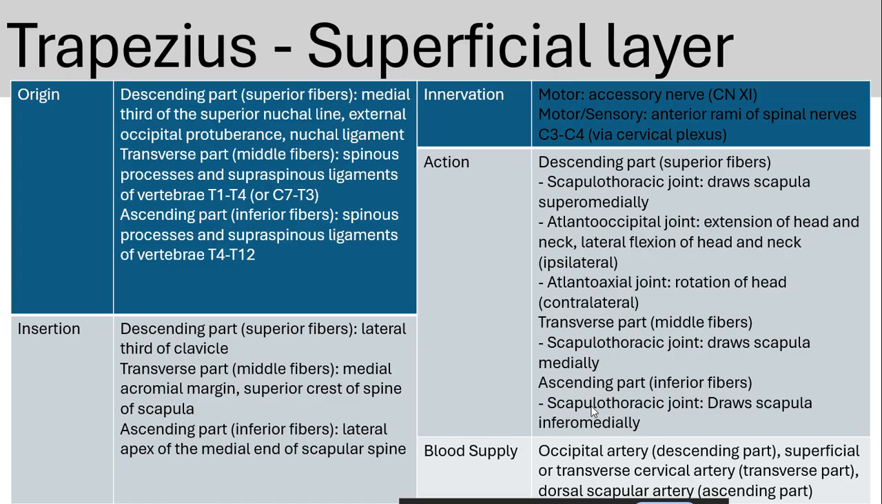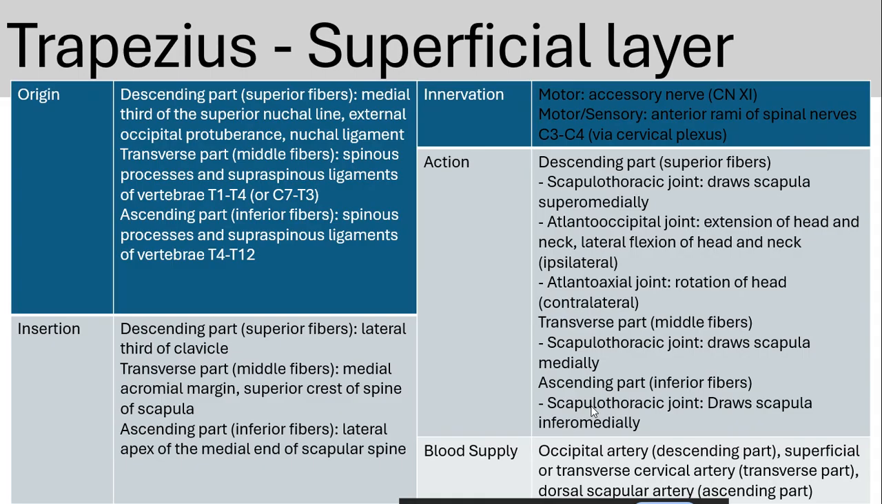Innervation: motor accessory nerve, right, CN11. Sensory: anterior rami of spinal nerves C3, C4, right. Action of the descending part, superior fibers: at the scapulothoracic joint, draw scapula superomedially, so it's not only superior but also medially. Atlanto-occipital joint: extension of head and neck, and lateral flexion of head and neck, right? So it's ipsilateral, equal on both sides. Atlantoaxial joint: rotation of head contralaterally, so the muscle on the left will turn the head to the right direction and the right muscle will turn it to the left direction.